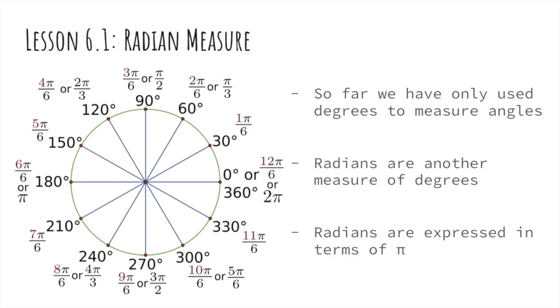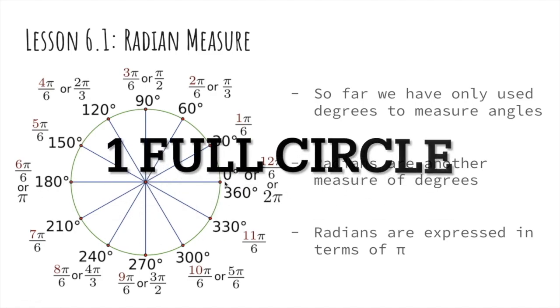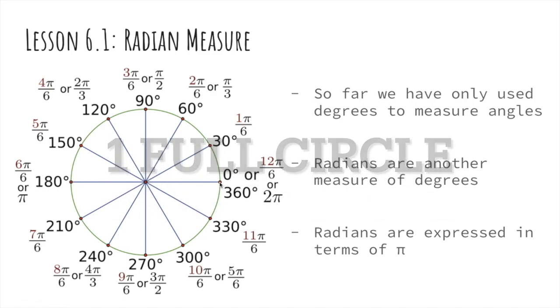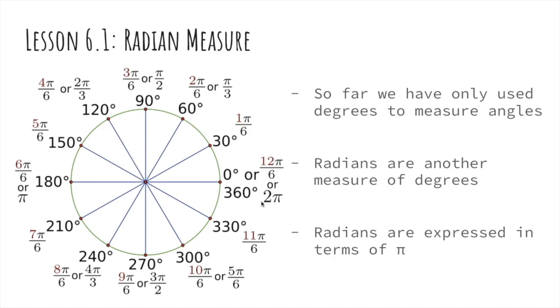The benchmark I like to use is that 180 degrees is pi radians. Using that benchmark, we can see that 360 degrees is 2 pi because 180 times 2 is 360. So 1 pi is half a circle, and 2 pi is a full circle. We can go through this one by one so the conversion sticks: 180 degrees is pi radians.